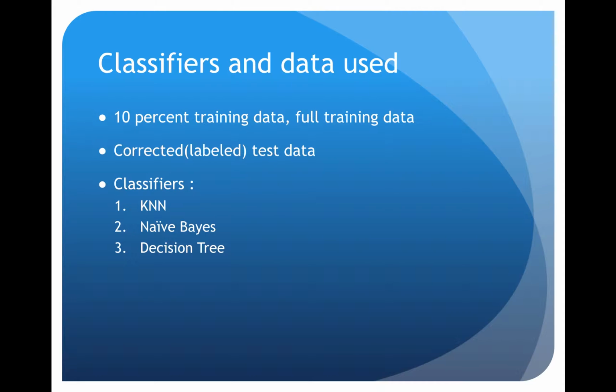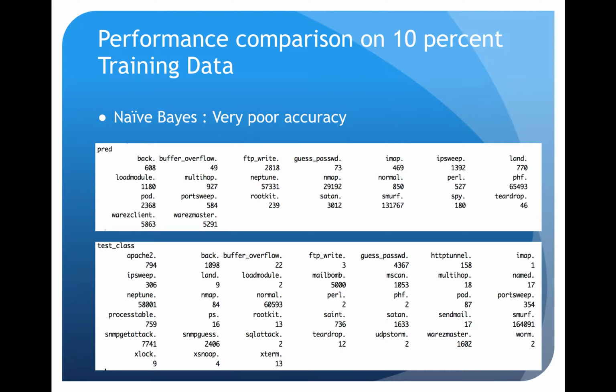Okay, now what did I try with the data sets that I had? I firstly used the 10% training data set, and then I went on to using the full training data set. I used the corrected or labeled test data set because only then I could identify the accuracy of my model. The classifiers that I used were KNN, naive Bayes, and decision trees.